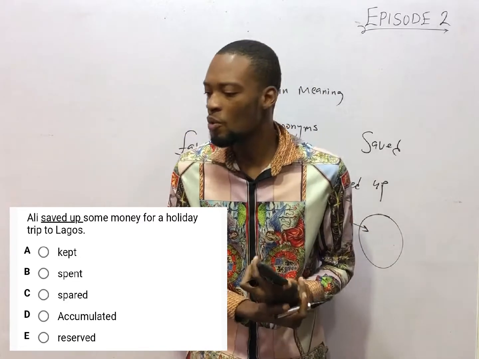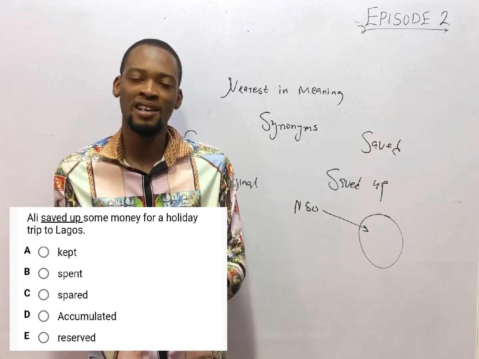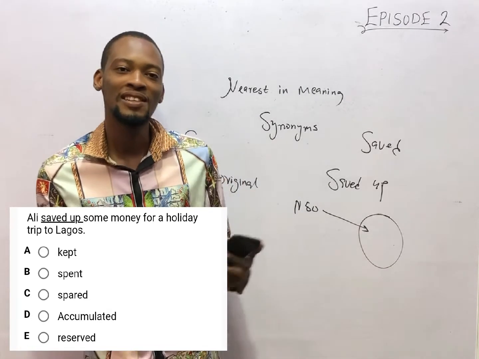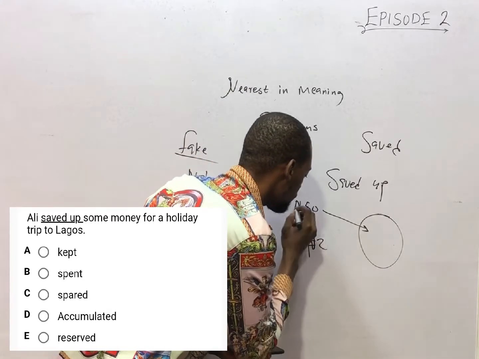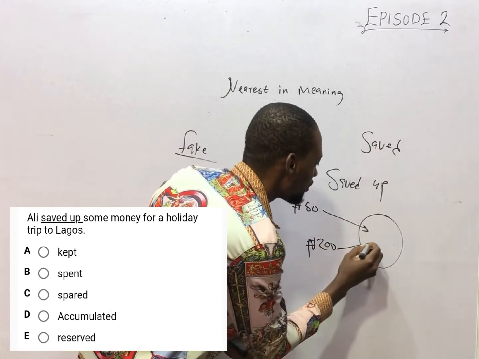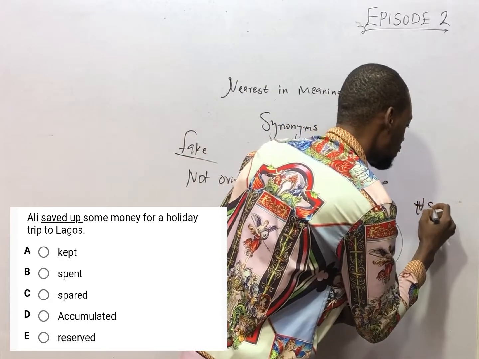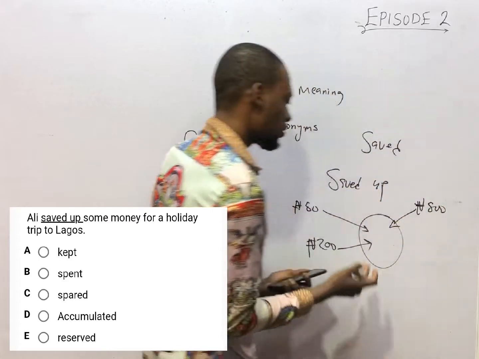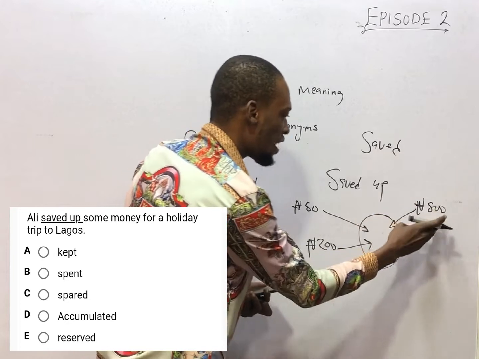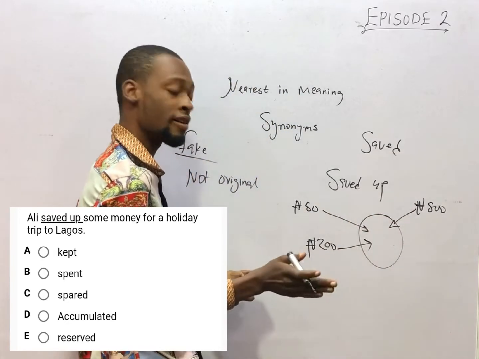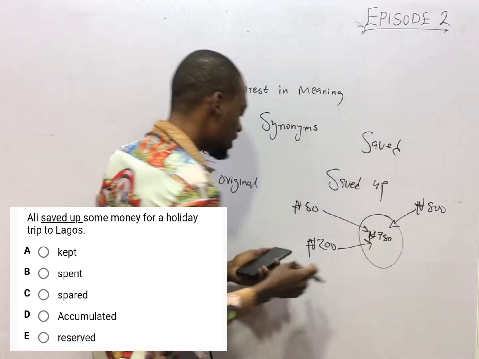Tomorrow, Brother John comes around. Ali, how are you? I'm fine. Okay, take this 200 naira to buy sweet or to buy biscuit. Ali will save it. Someone else comes around. Take this 500 naira. Ali saves it. So after some time, you will notice that Ali will have 500 naira plus 200 naira, that is 700 naira, right? Plus 50, 750 naira. So this is save up.